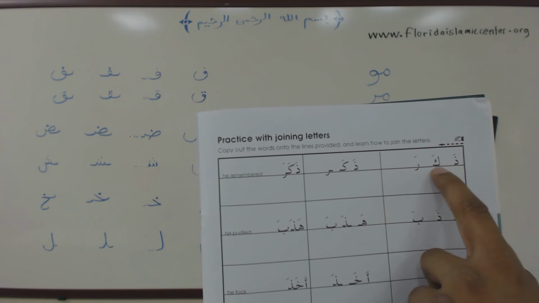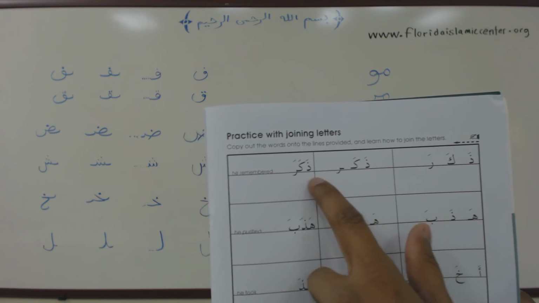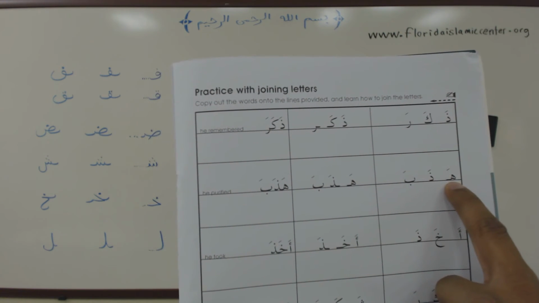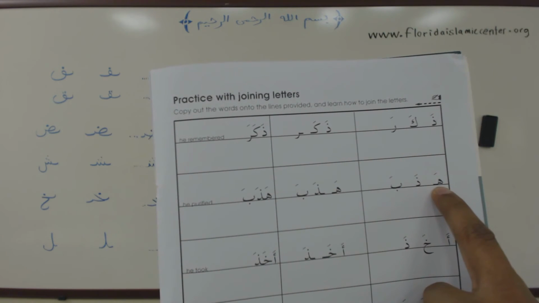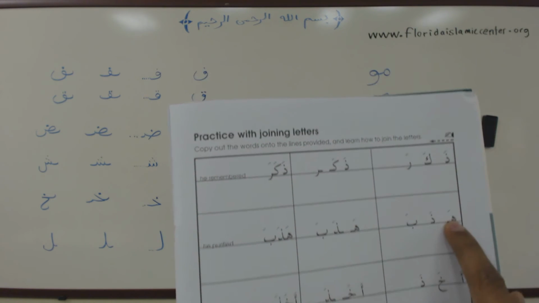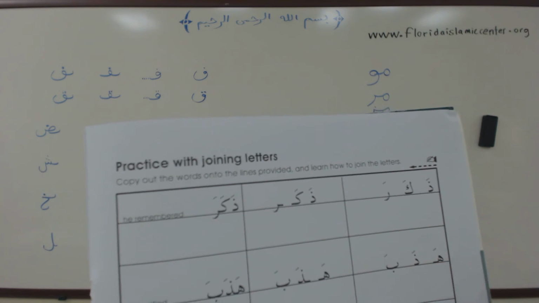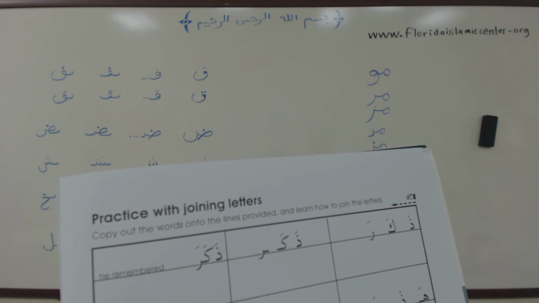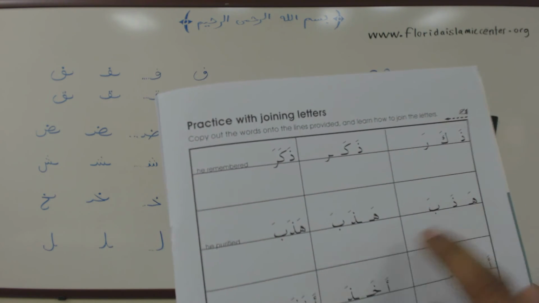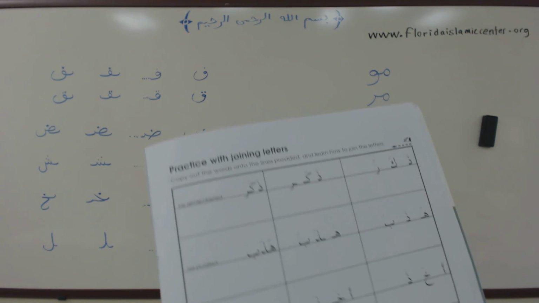Dhakara. Any round letters there? Ra, right? Dhakara, to remember. Next. Hadaba. Now remember, that's a deep ha, so we're saying ha. And if it was the other ha, what would it be like? Hadaba. But this is a deep ha. This is what the ha looks like at the beginning of the word. Next.